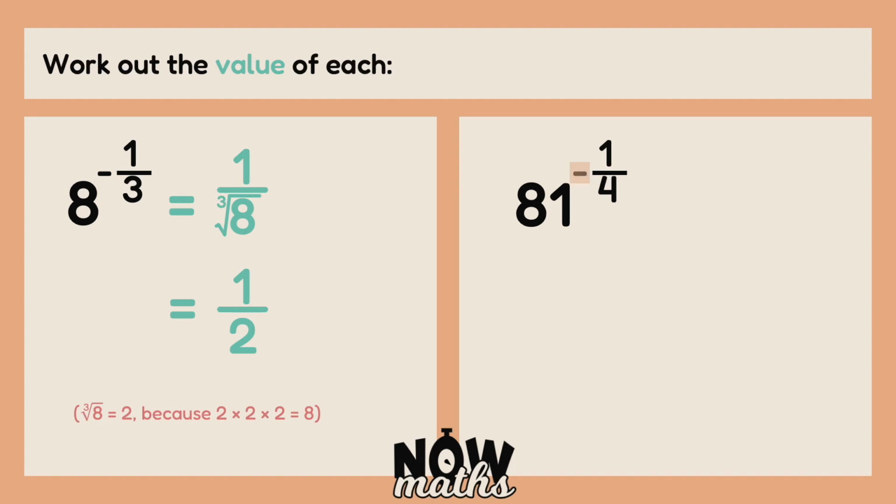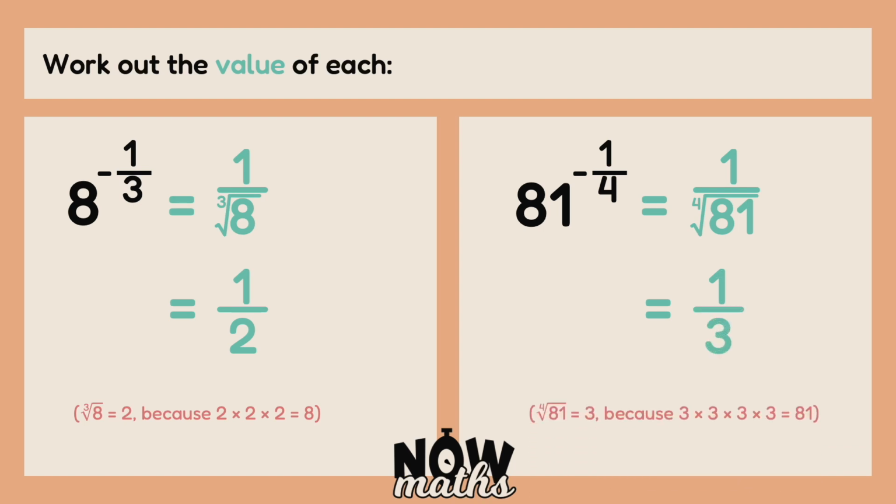Again, we have a negative power, so we take the reciprocal of 81, which is 1 over 81. This time the power is a quarter, and a power of a quarter takes the fourth root, so we'll have 1 over the fourth root of 81. Remember, to take the fourth root of 81, we need to find a number that multiplies by itself 4 times to give 81. So the fourth root of 81 is 3, giving us a final answer of 1 over 3, or a third. Now let's have a look at a few powers where the numerators are different.